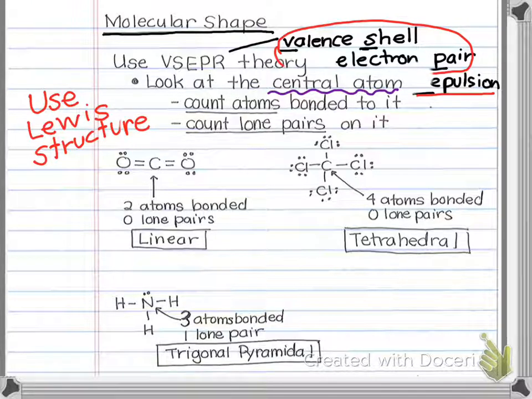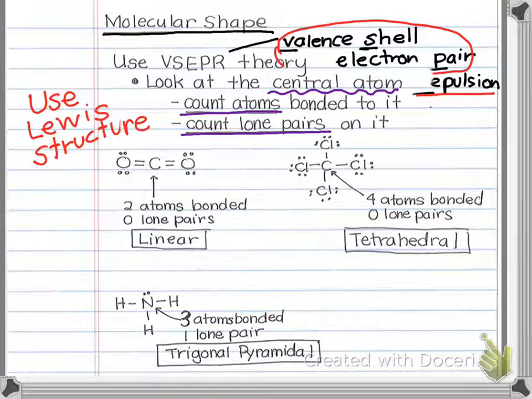So we're going to look at the central atom, and the two things we're going to look at: we're going to count how many atoms the central atom is bonded to, and we don't care if it's a single, double, or triple bond. And we're also going to count the number of lone pairs around it, and that's going to help us determine the shape.